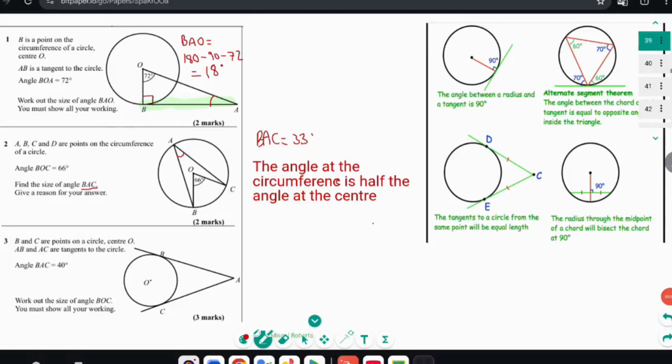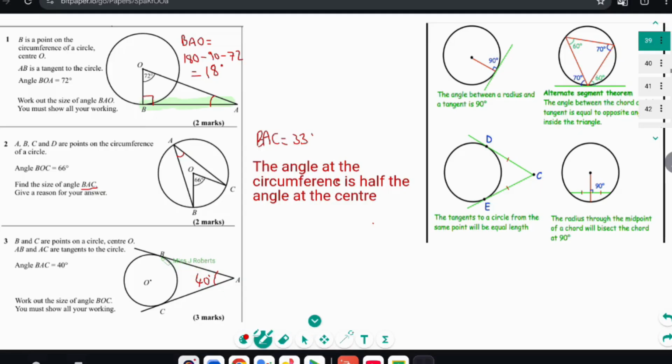Okay, for question 3, I've got the tangent theorems up because we have 2 tangents. B and C are points on a circle, centre O. AB and AC are tangents to the circle. BAC is 40 degrees. Let's get that one in. Work out the size of angle BOC.